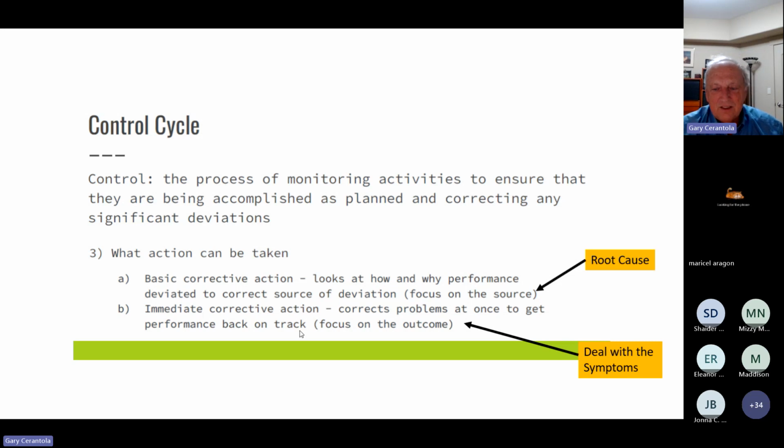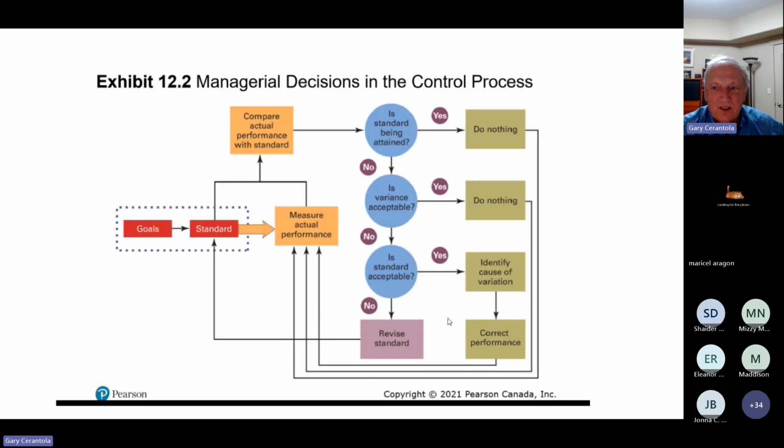But having said that, sometimes you're in a real bind. Maybe you're on a production operation, and things aren't working quite right, and you don't have the time to investigate the root cause, but you can bolster the performance because the customer at the other end is waiting for a delivery, and if you don't make that delivery, you might lose that customer. So that's when you do an immediate corrective action. It corrects problems once you get the performance back on track, but you need to go back and recycle and go to the root cause to make sure that you got that out of the system.